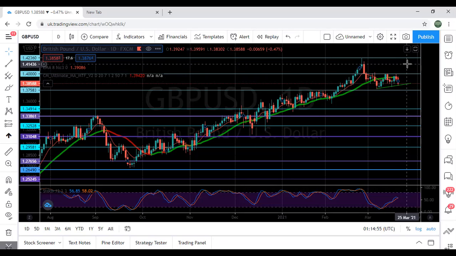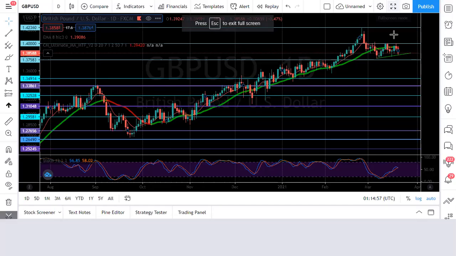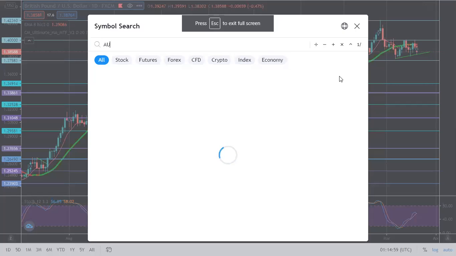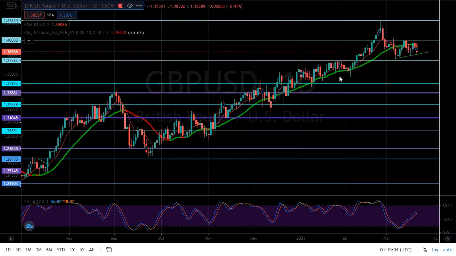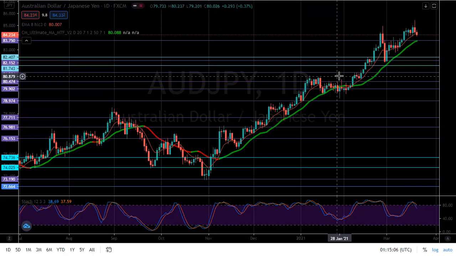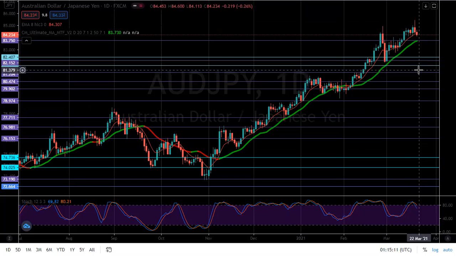That for this pair. The next I'll look at is the Aussie yen pair. Now for this pair, we're seeing price most likely has put up something that looks like a shooting star pattern here. That was for 2 weeks ago, and we've been in a small range down this way.